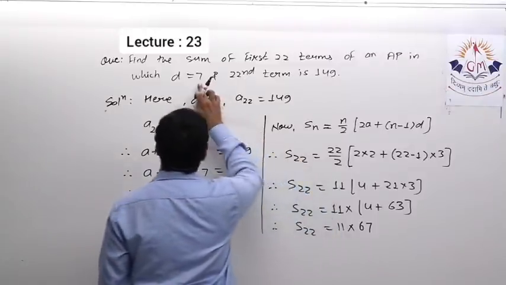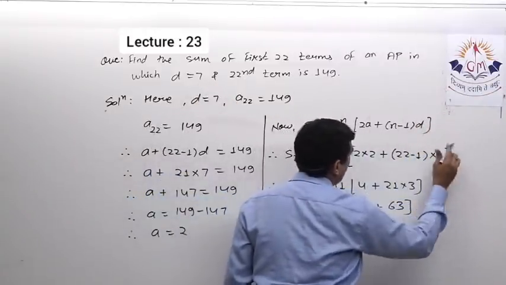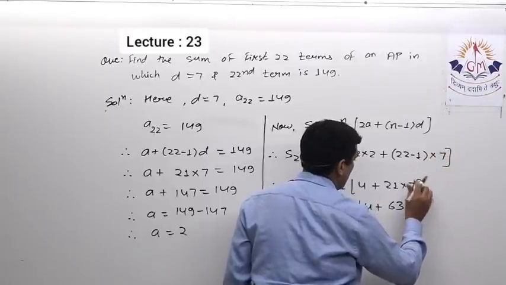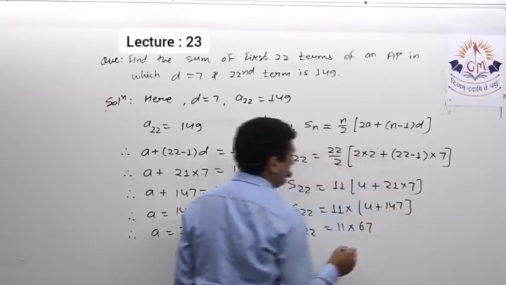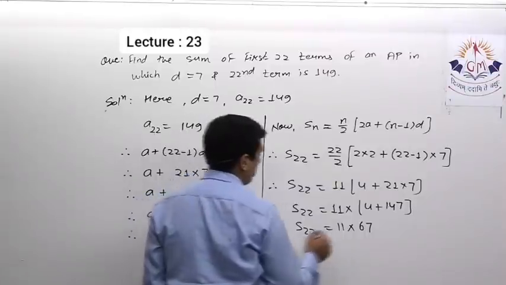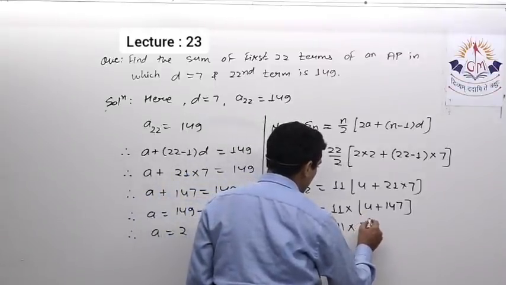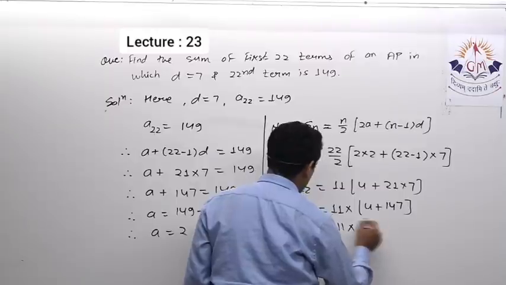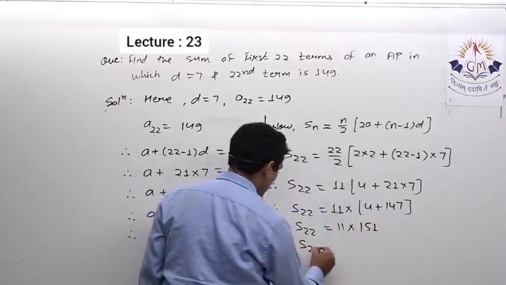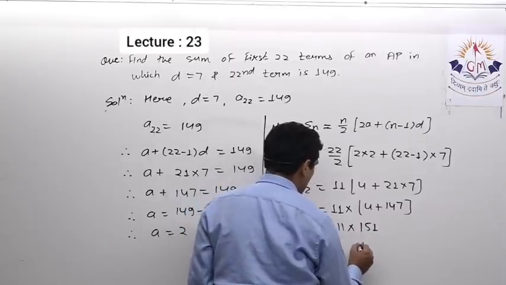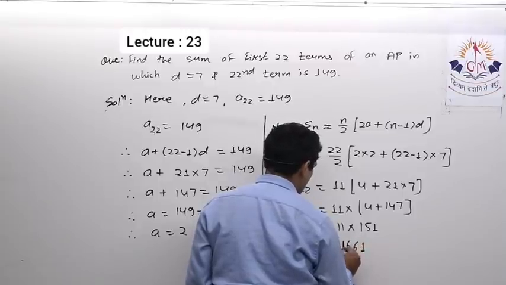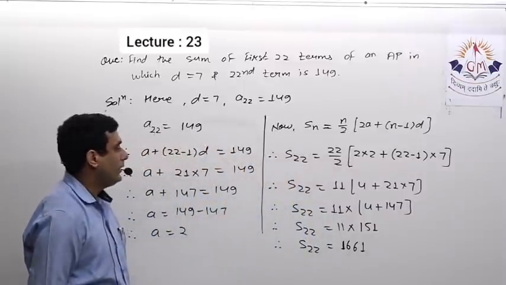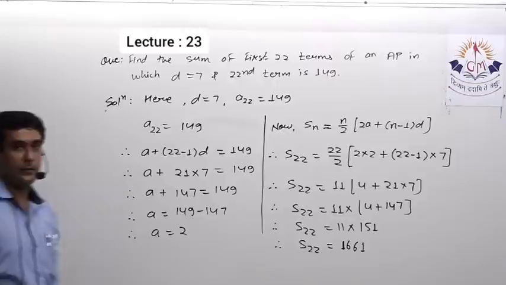One mistake, actually d is 7, I took d as 3, so make it 7. Here it will become 147, so this will become 151. So ultimately S22 is equal to 1661. So this is the final answer. Please note it down, then we'll see the next question.